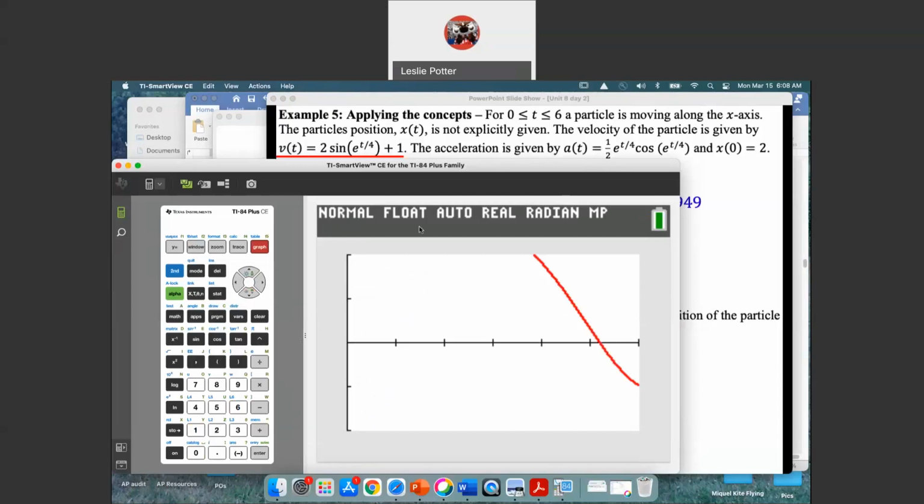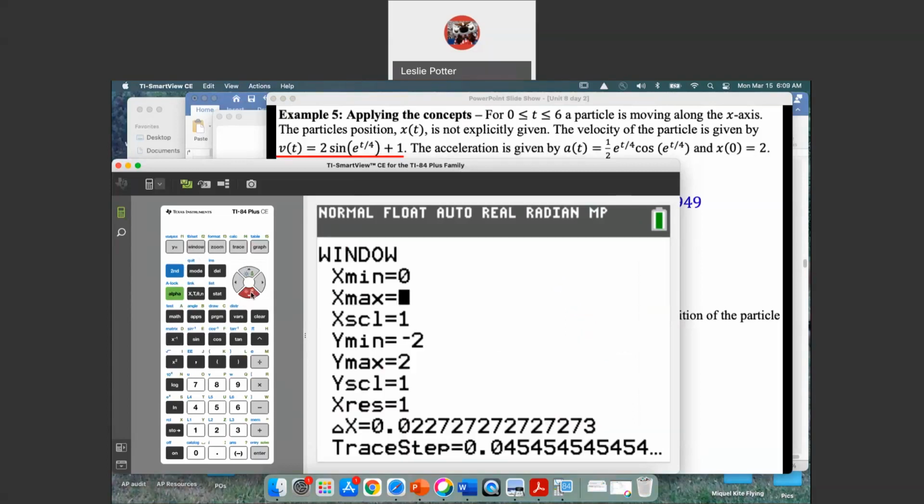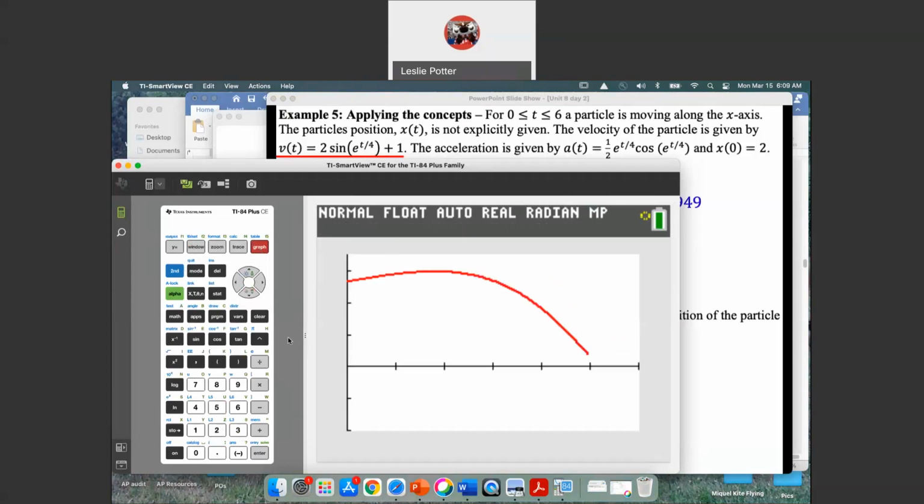Okay, well, I can't see the whole thing, and it looks like I should be at 2 plus 1. Maybe I should be up at 3. So we know it doesn't cross again though, so we wouldn't really need to change it. We know it crosses right here. But I am going to go back and change it to a y max of maybe 3.5 or 4, just so that I can see the whole thing.